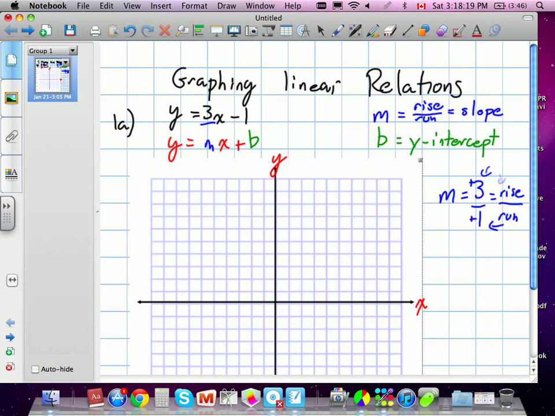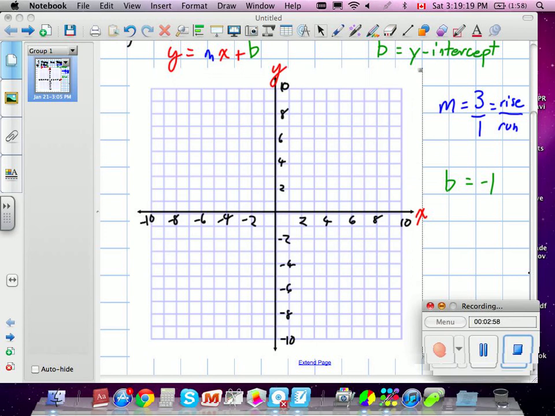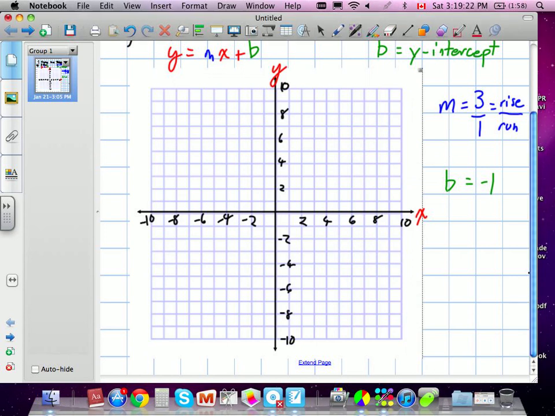Okay. But we need a starting point, because I can do that anywhere on the graph. I need my starting point. My starting point is our b. Our b in this question is negative 1. So our reference point is b is negative 1. Okay. So what that means is our y-intercept. So our line is going to cross this axis at negative 1. So that means I have a starting point. I know the line is going to cross at that point, negative 1.